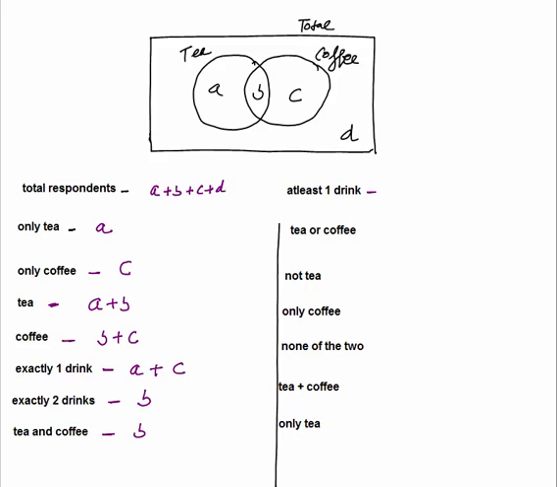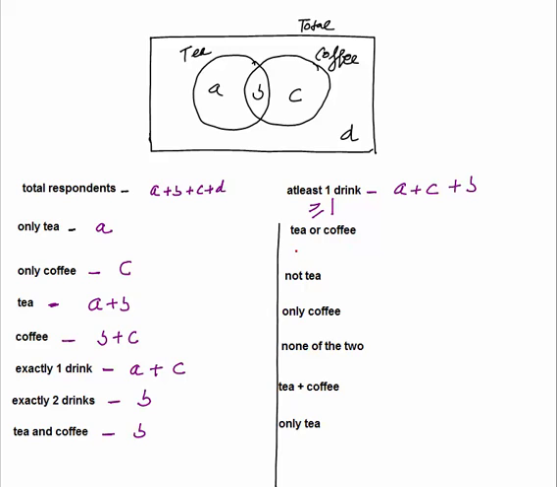Now at least one drink. At least means minimum one drink. We need to find the number of persons who like at least one drink. It means that they like one drink or more than one drink. So we count the people who like one drink as well as the persons who like both of the drinks. So A plus C, these are the persons who like one drink, plus B who like both the drinks. So at least one drink means that we will count all the people who are within the circles of tea and coffee. A plus B plus C.